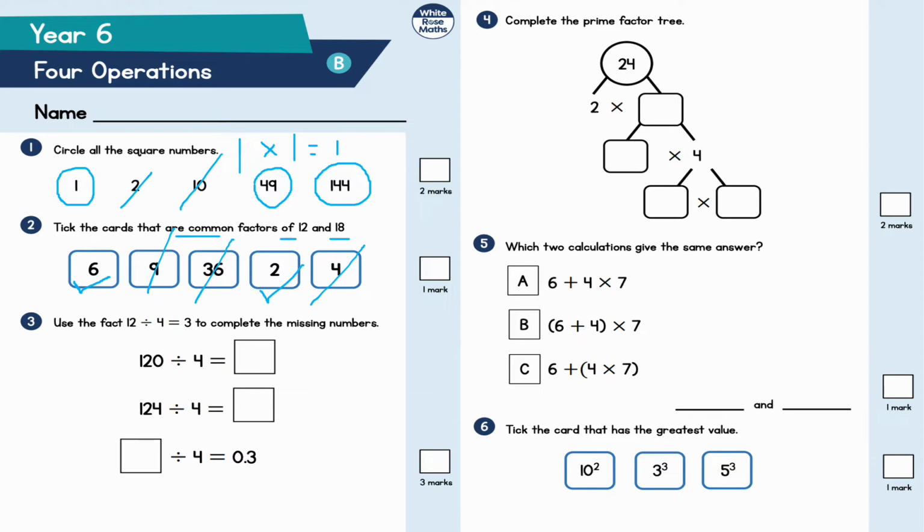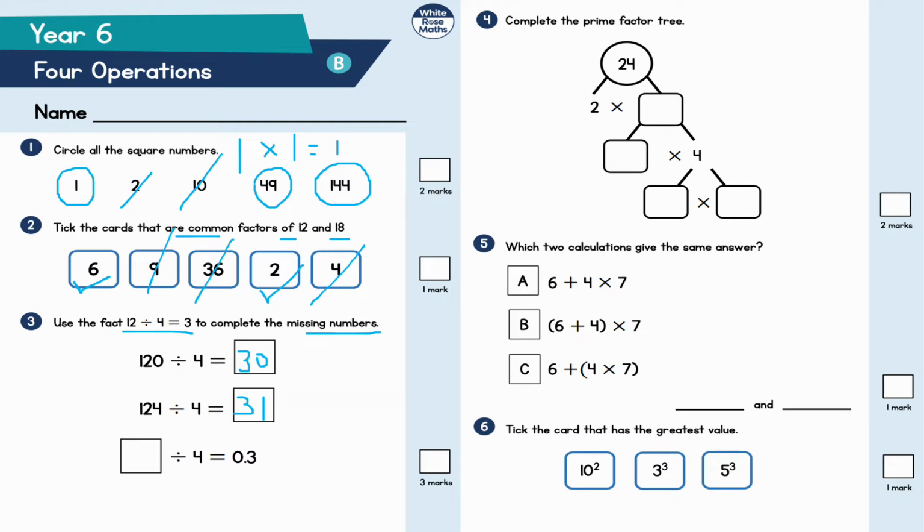Question number 3. Use the fact that 12 divided by 4 is equal to 3 to complete the missing numbers. 120 divided by 4, well, that's going to be 10 times bigger, so your answer will be 10 times bigger. So the answer will be 30. 124 divided by 4, well, that's 4 more than 120, so I'm just going to add 1 to this, so I get 31. And you can check here by using the bus stop method if you're unsure at any stage.